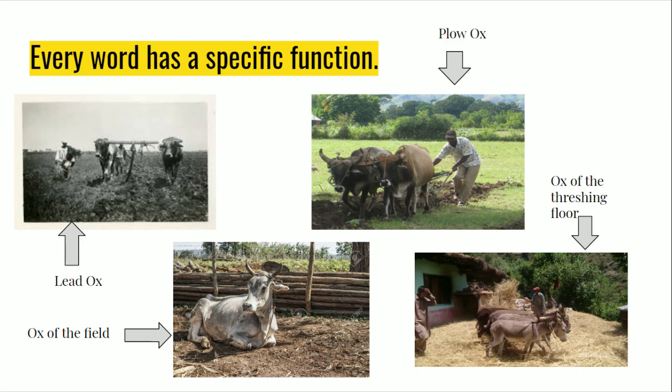Ancient Hebrew will use different Hebrew words for the same thing depending on its function. For example, an ox may be identified as an aluf when referring to a lead ox, a shor when referring to a plow ox, a bakor when referring to an ox of the field, or a par when referring to an ox of the threshing floor. And this is also very common.